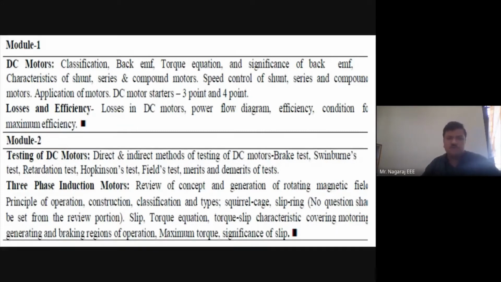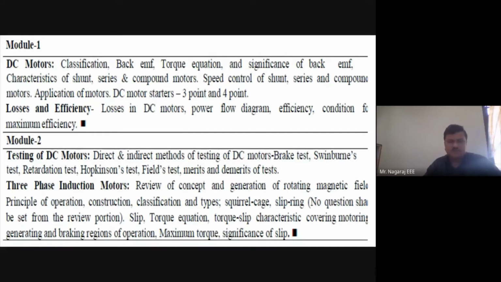Second part of first module is losses and efficiency. Here we deal with the power flow diagram of the motor, efficiency, and what are the different kinds of losses. Losses in the motors are different at different operating conditions. At no load, the losses are different. At full load, the losses are different. All the aspects of losses will be dealt with in first module, second part.